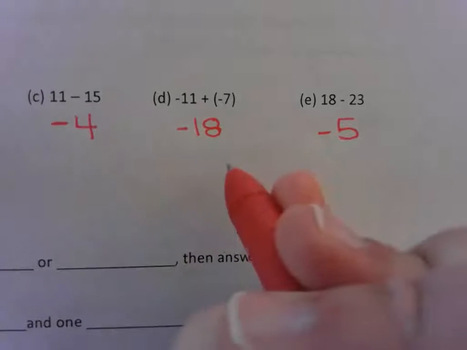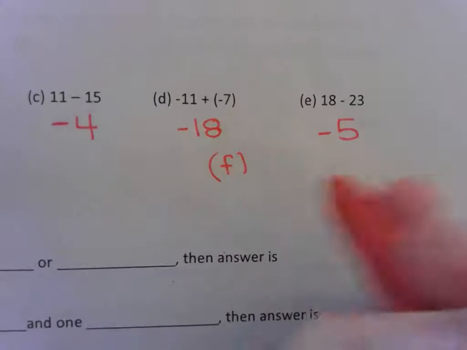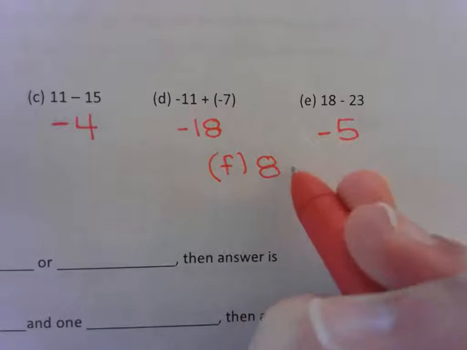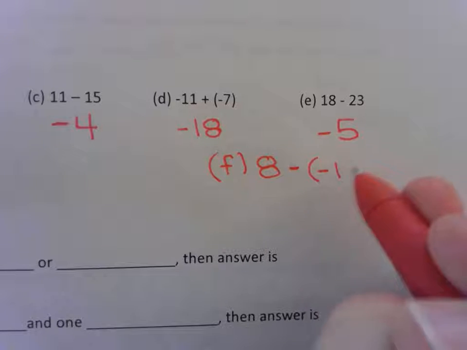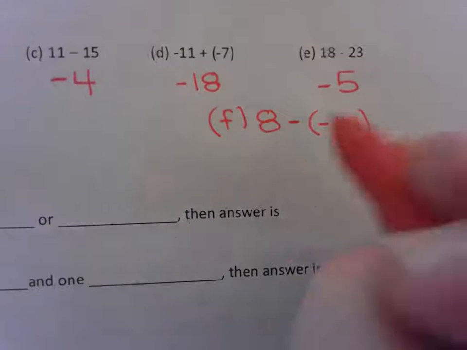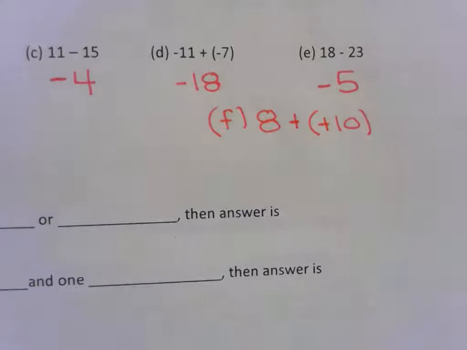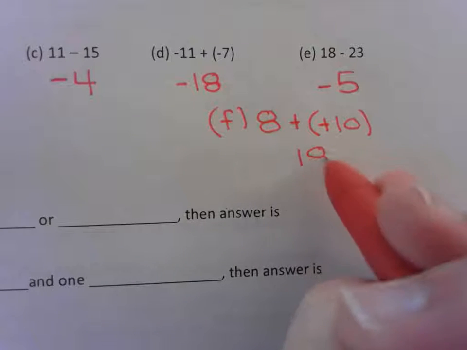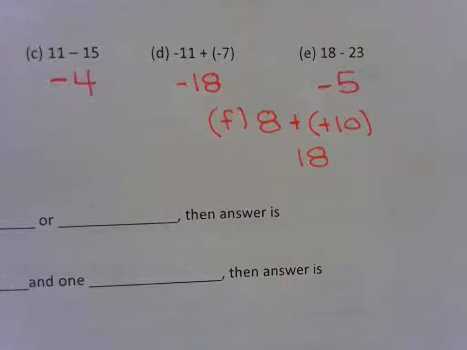Let's look at another example. Let me add F real quick. What if I had 8 minus a negative 10? So just the negative, negative. If you have a negative next to a negative, that makes them both positive. So it becomes plus, plus. So 8 plus 10, 18. So just an example like that.